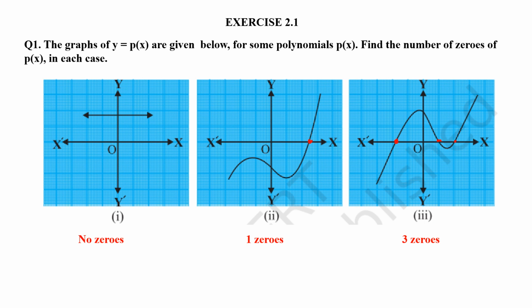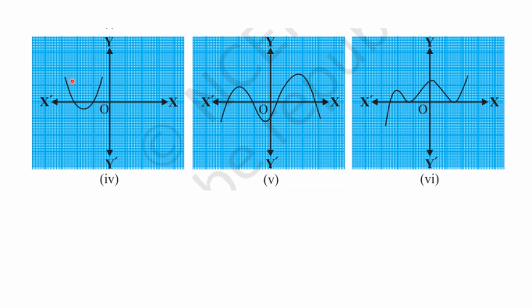Now moving to the next part of this same question. Now here, the fourth graph, if you see, the graph is intersecting the x-axis at 2 points, isn't it? The first point is over here and the second point is here. So the number of zeros will be 2. In the fifth graph, if you see, the graph is intersecting the x-axis at 1, 2, 3, 4 points. So 4 zeros. And in the last graph, you can see 1, 2, 3 points where the graph is intersecting the x-axis. So 3 zeros. So this was the only question in exercise 2.1.